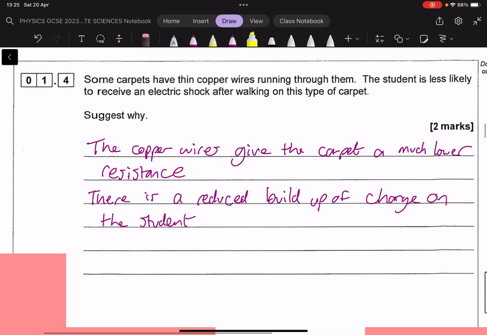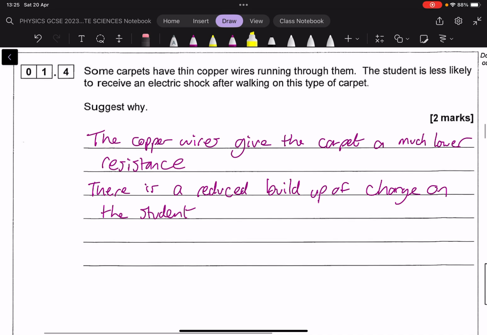Finally, 1.4, they describe a different scenario where you have carpets with thin copper wires running through them, and the students are less likely to receive a shock after walking on this type of carpet. And what you should say is, first of all, the inclusion of these copper wires will greatly reduce the resistance of the carpet, so the carpet will have a much lower resistance. They will also accept no resistance, but that's not quite true.